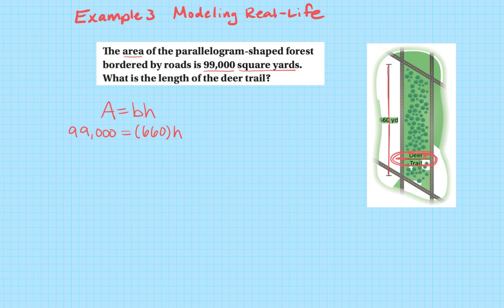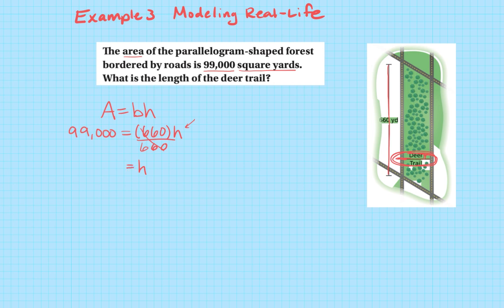Now we will go back to algebra and remember, how do I get my variable all by itself? Well, I've got h that I'm working with right here. So I want to get that all by itself. In order to do that, I have to recognize that it's 660 times h. So when I have multiplication, I do the inverse operation and I divide. So I'm going to divide out 660. 660 divided by 660 gives me 1. So that leaves me with h.